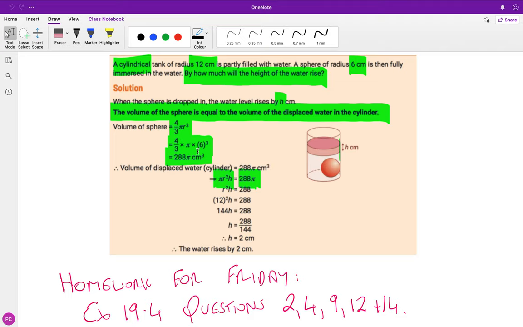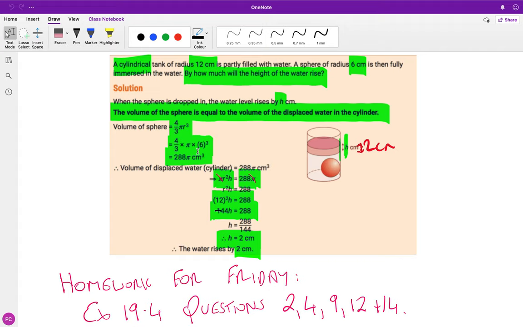So we sub in what we can. What we're going to have there is 12 squared as your radius, because it's in the question. So pi r squared h is equal to 288 pi. We had pi here and pi here, so we cancel them out. So we get 144 h, because 12 squared is 144, is equal to 288. Divide 144 into 288, and we get 2. So the water went up, or was displaced, by 2 centimeters. So we can say that h is 2 centimeters. So this part here is going to be 2 centimeters.